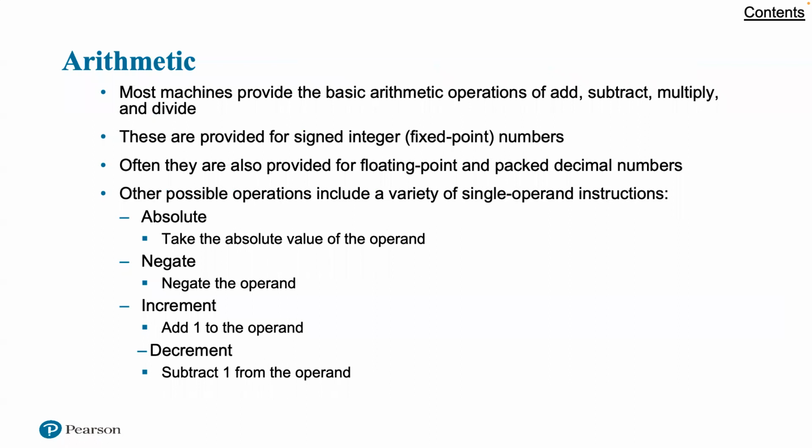Well, let's talk about arithmetic. Most machines provide the basic arithmetic operations of addition, subtraction, multiplication, and division. These are invariably provided for signed integers, fixed point numbers. Often they are also provided for floating point and packed decimal numbers. Other possible operations include a variety of single operand instructions, for example, absolute, taking the absolute value of the number, negate, to negate the operand, increment, add one to the operand, and decrement, subtract one from the operand.